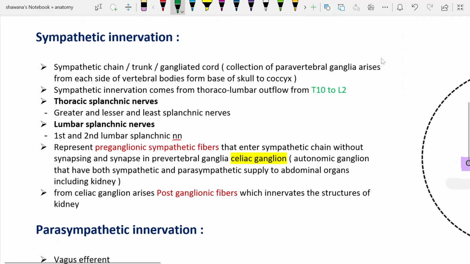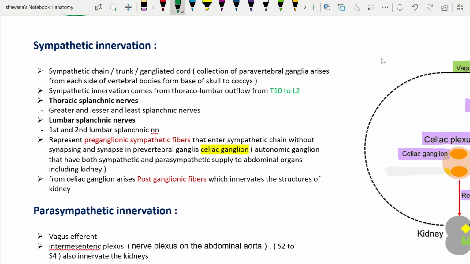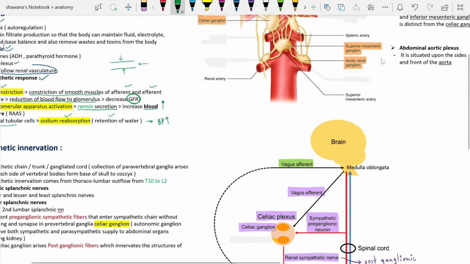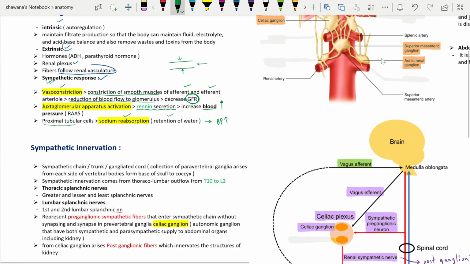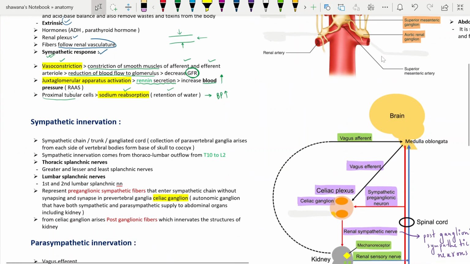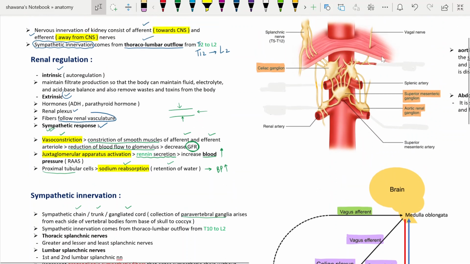Okay, let's talk about the innervation. First of all, I will make it side by side. The sympathetic chain. What is the sympathetic chain? Or it is also known as the sympathetic trunk. It is also known as the gangliated cord. What is it? It is a collection of paravertebral ganglia, arising from each side of the vertebral column, from the base of the skull to the coccyx.